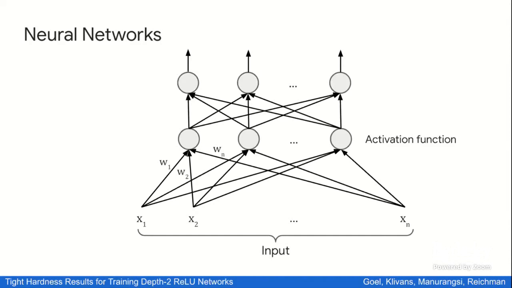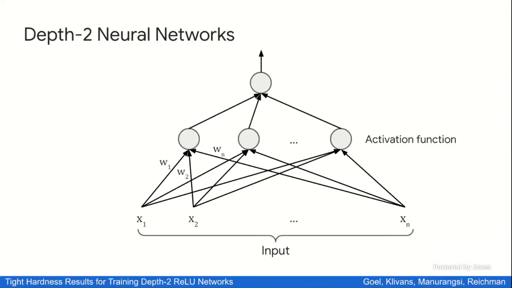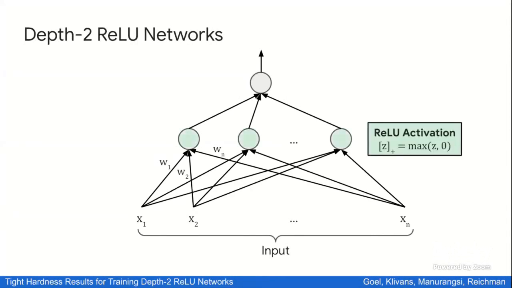So in practice, people typically use very deep networks, but in theory, even small or shallow networks we don't understand very well. Specifically in this work, we only consider depth two networks, where the activation function in the middle layer is just a ReLU activation. This is a function that takes in some real number c, and the output is just the max between c and zero. And finally, the top node in our setting is just the identity. So our output is just a linear combination of the outputs from the middle layer.